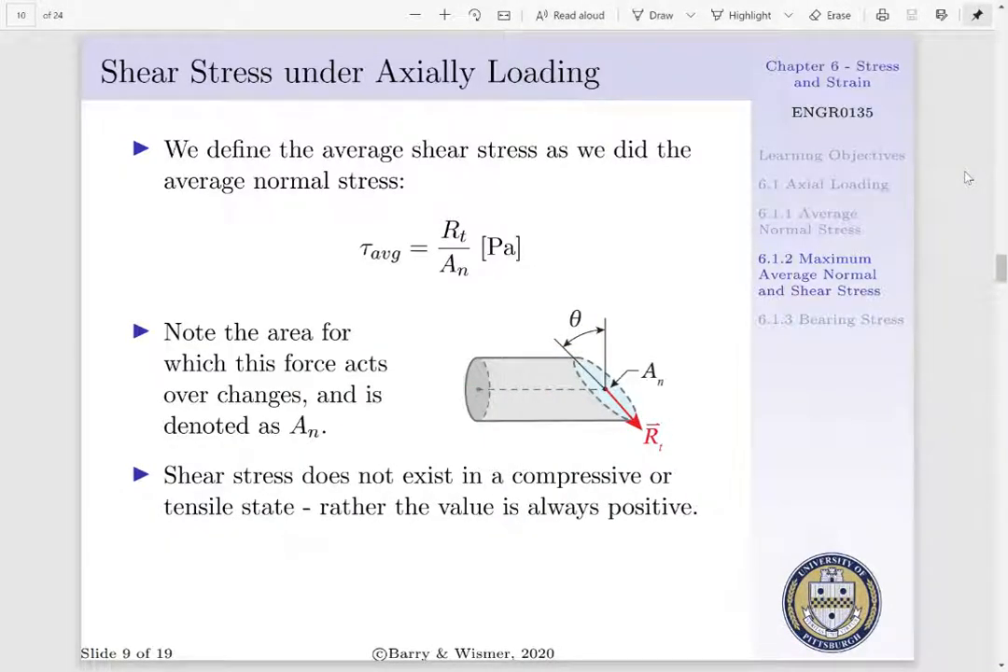Now we will define our average shear stress just like we did our average normal stress, where tau average is equal to R sub t per A sub n, and this has units of pascals. Now we have to note the area for which this force acts upon changes. A sub n is no longer equal to A. Rather, it changes by a factor of cosine theta. It's also noted that our shear stress does not exist in a compressive or tensile state. Rather, our value is always going to be positive.